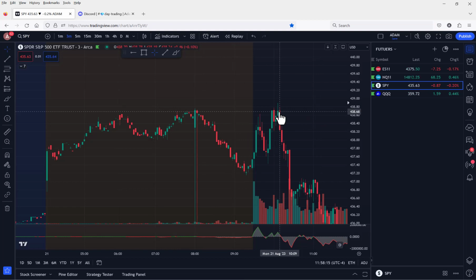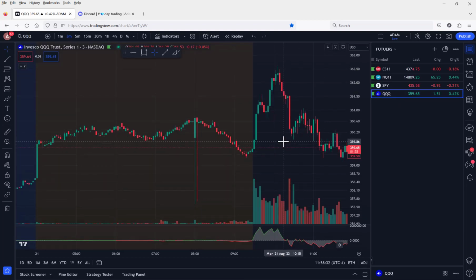I sold half, I made $200, and on the second half I believe I exited everything here. I will show you the execution time on the broker, and I sold everything here. I believe I lost $400. After that, we took another trade, but very small size.